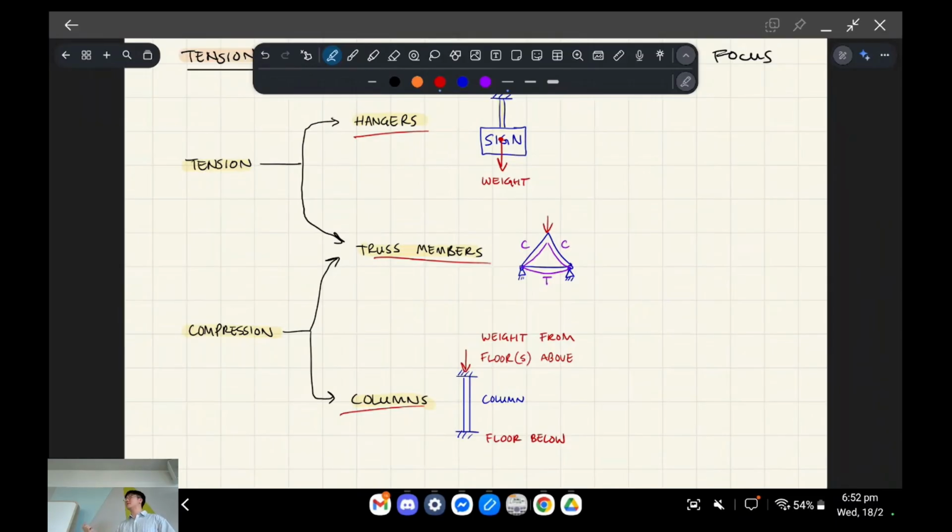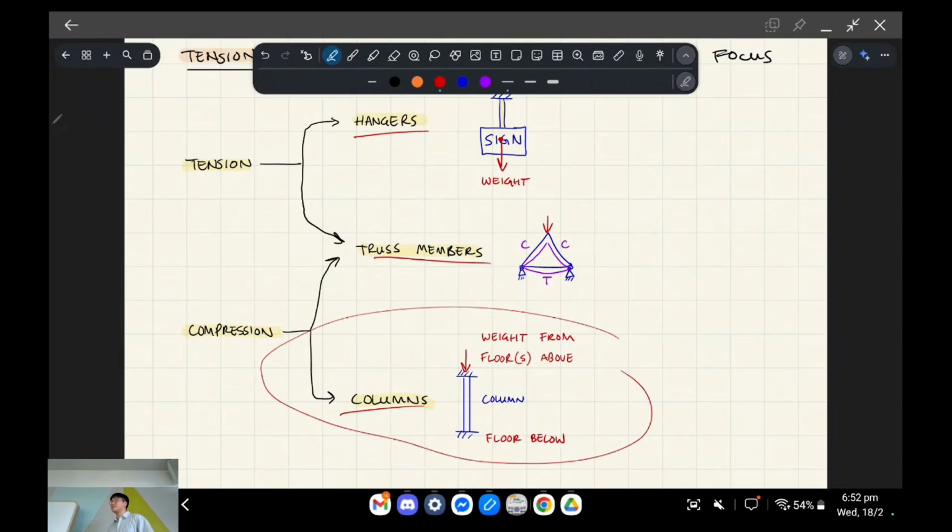Because the gravity, the self weight of that projector or that fan, is basically elongating that metal rod, right? So it's essentially a tension hanger. Okay, so that's the first one. The second one is a truss member. Actually, I'll talk about that last because that'll probably require the most explanation.